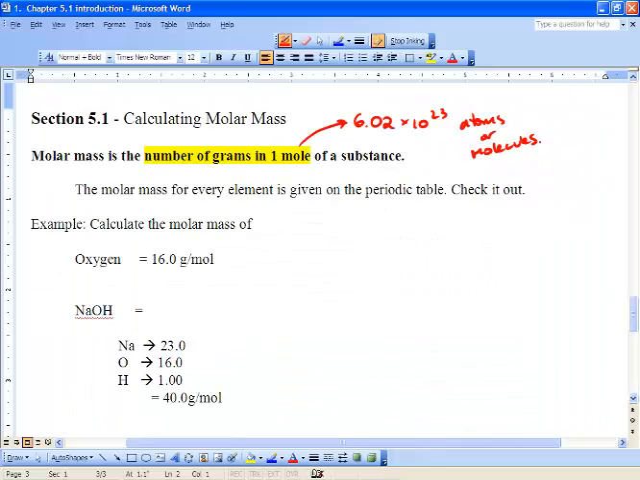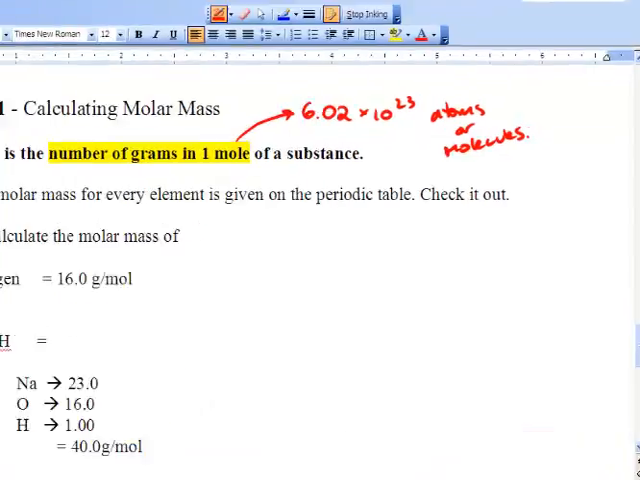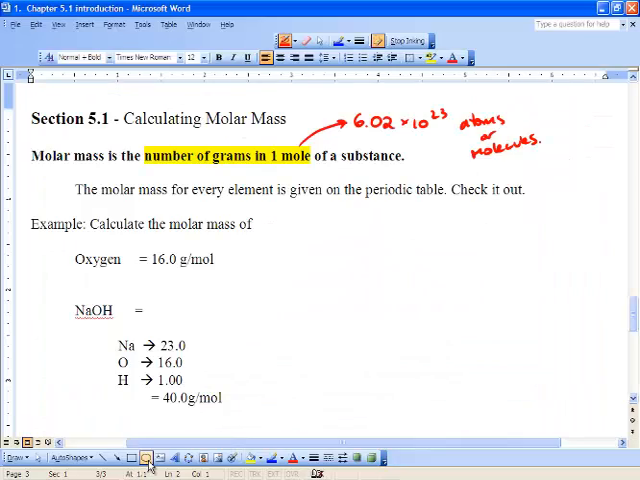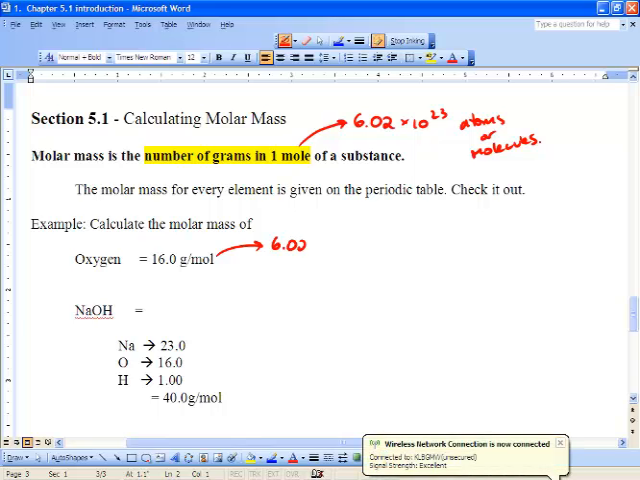Okay, so what we can do is calculate the molar mass of certain things. If we go back to our periodic table and look at oxygen, well, look at that. Oxygen is 16 grams. So we have 16 grams in 1 mole, and this is like saying it's 16 grams for every 6.02 times 10 to the 23 oxygen atoms.